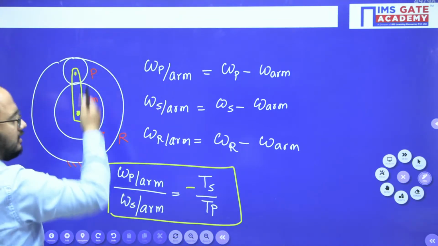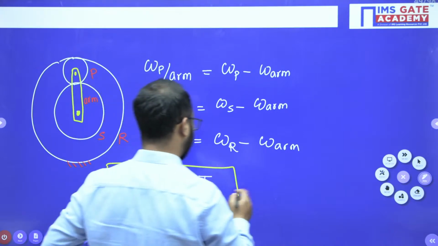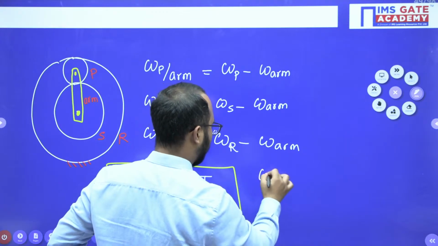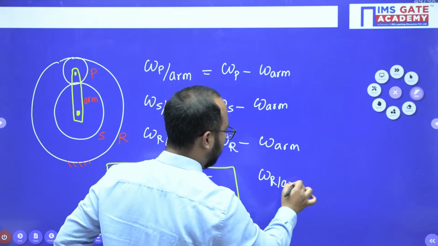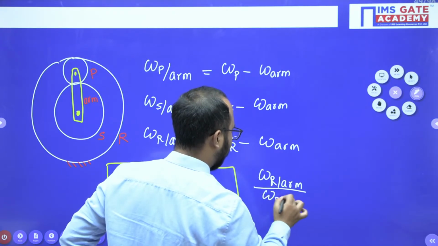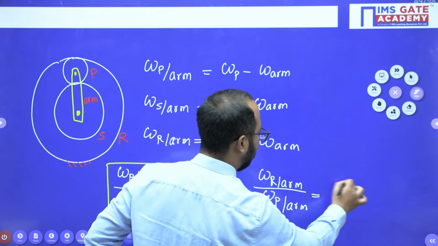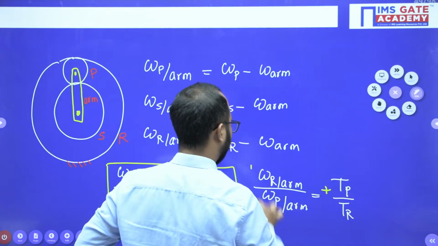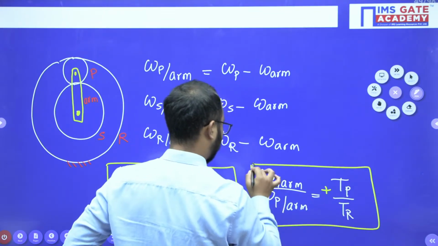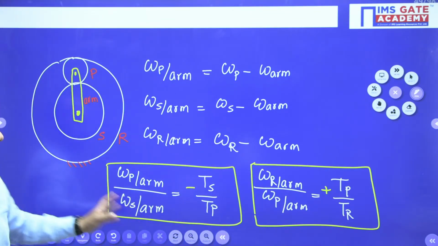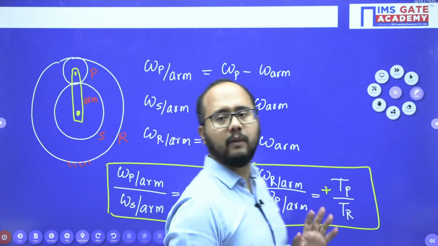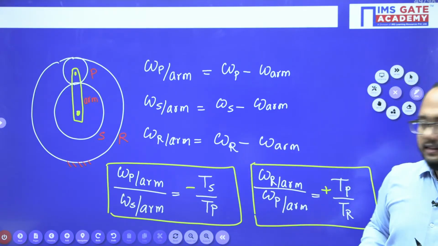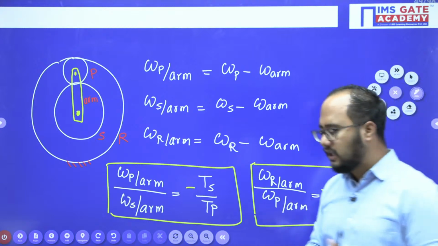Now planet and the ring gear also have meshing, but internal meshing is there. So how will we write here? We can write omega of ring with respect to arm divided by omega of planet with respect to arm equals Tp by Tr with a positive sign here. So these relations we can use here. This kind of relative velocity method we can use in order to solve any parameter whatever they have asked. This will take very little time and you can solve quickly.